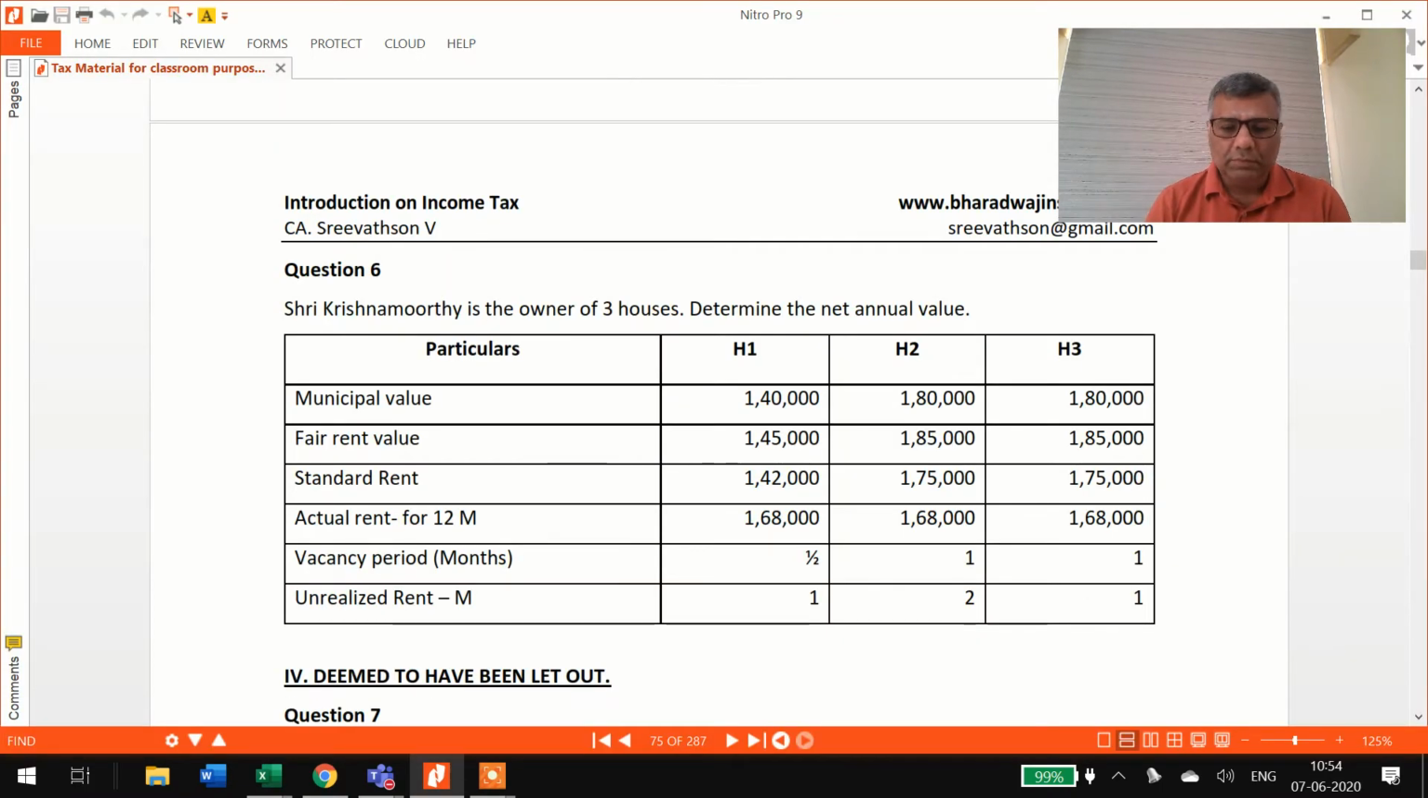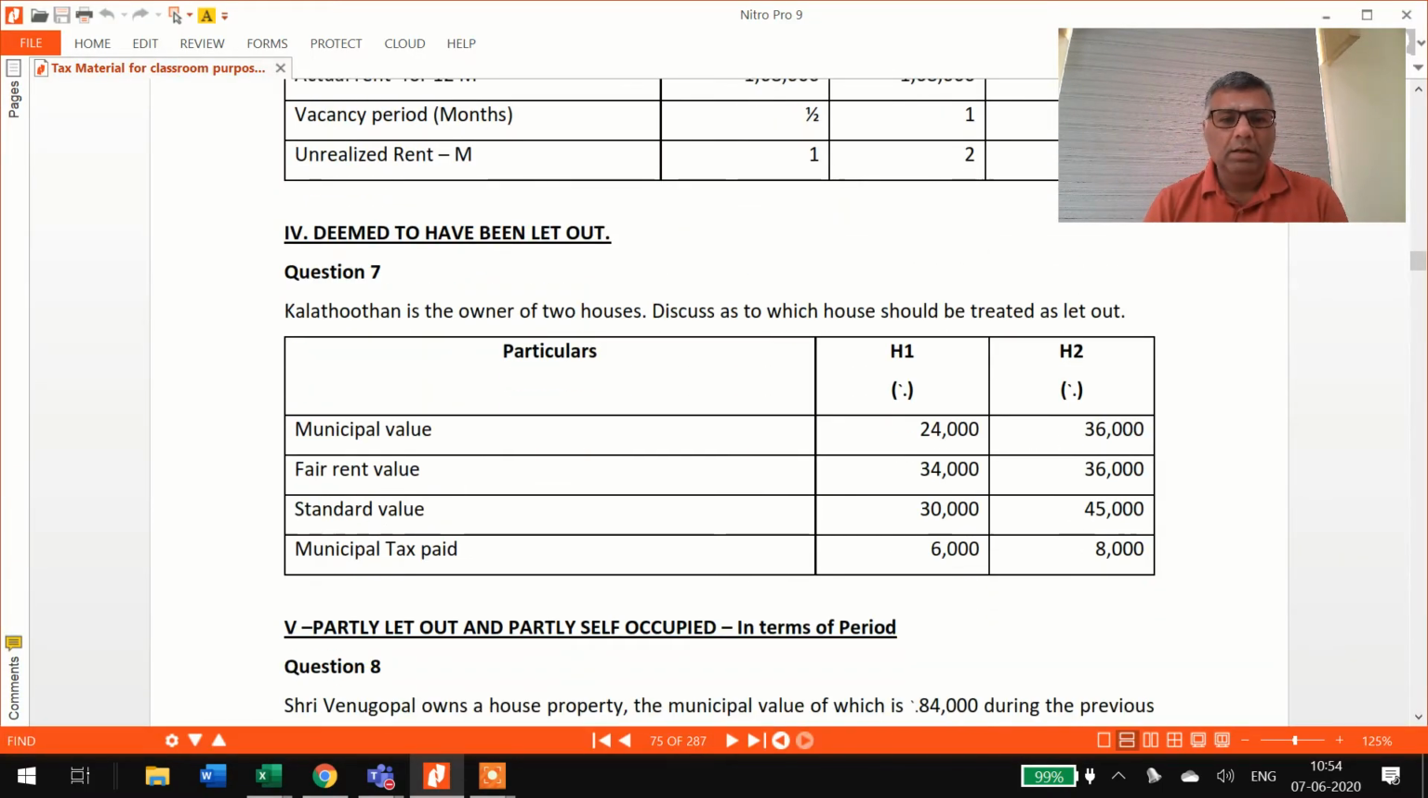Sir, we pay maintenance charges for flats that we rent out, so will it get minus from the NAV? Wait, we will talk about this in the next class. I got your question. Don't worry.